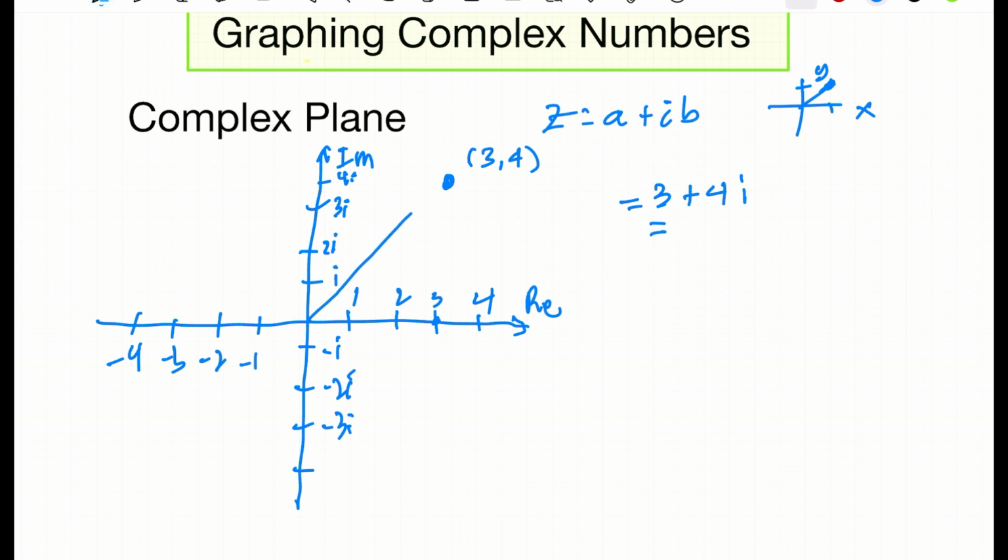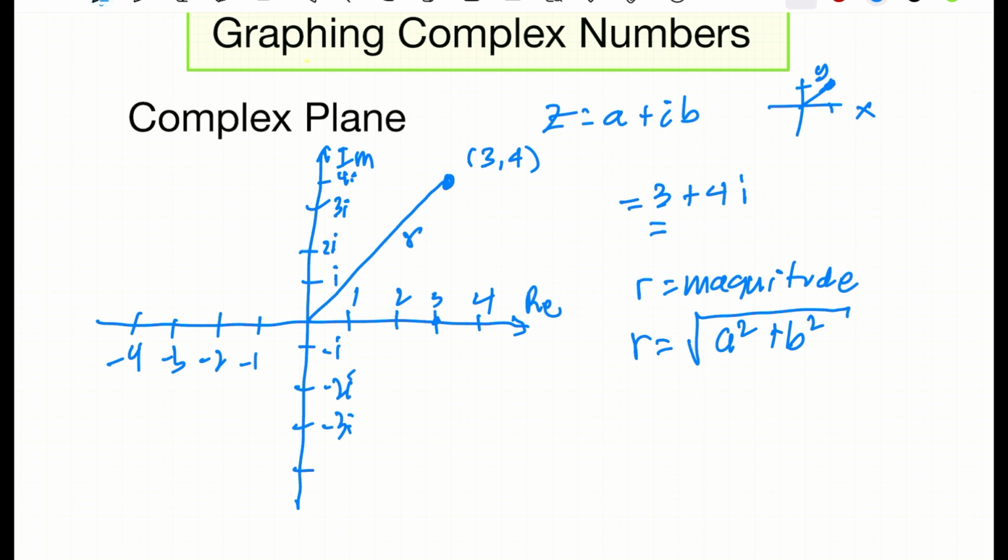Now if we draw a line out there, we're going to call it r because it's going to be the magnitude. So r is going to be equal to the magnitude of the complex number. And we know from previous work that the magnitude is going to be equal to the square root of a squared plus b squared. So that's going to be the distance from the 0 point out to this point, 3, 4. So there's some of our basic ideas on the complex plane.